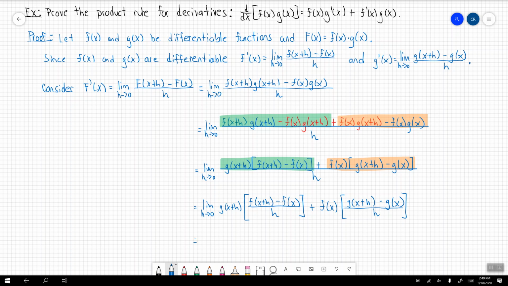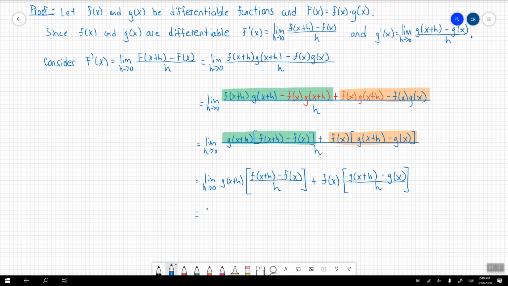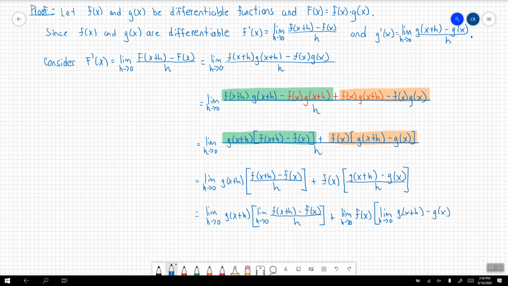So now I can take the limit of these two terms individually, which we can do by using our limit laws. This says that the limit as h approaches 0 of g of x plus h, multiplied by the limit as h approaches 0 of f of x plus h minus f of x, all divided by h, plus the limit as h approaches 0 of f of x, multiplied by the limit as h approaches 0 of g of x plus h minus g of x, all divided by h.